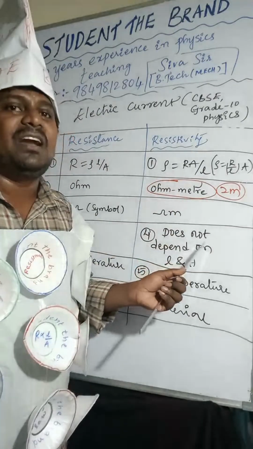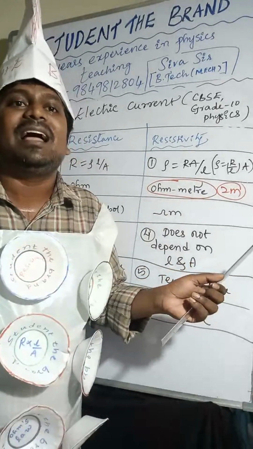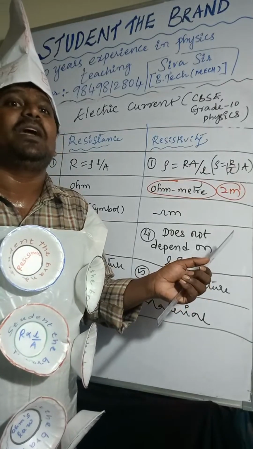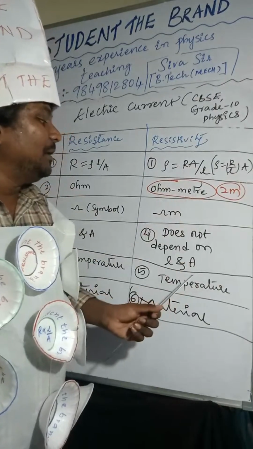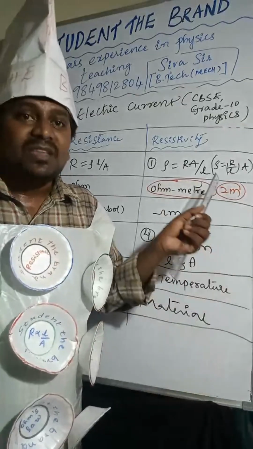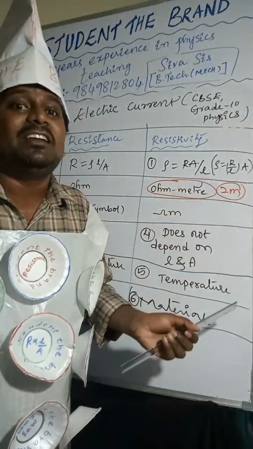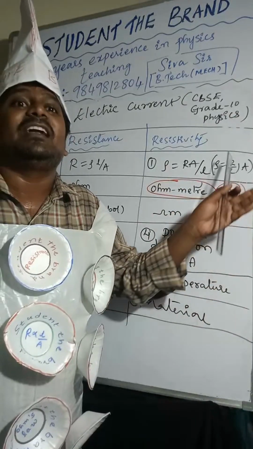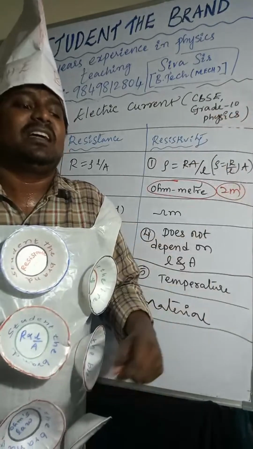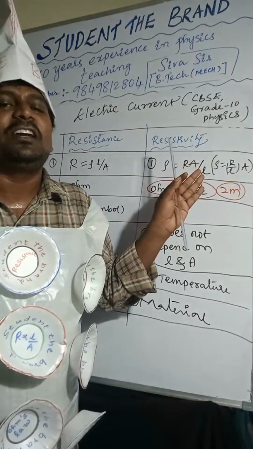Resistivity does not depend on length and area. Resistivity depends on temperature. Resistivity depends on the material of the conductor. So resistance and resistivity is a very, very important question.